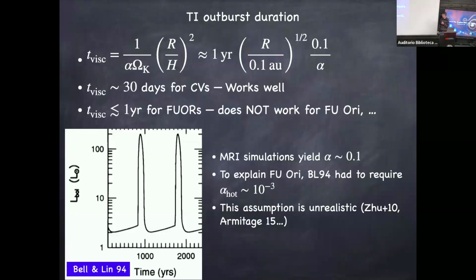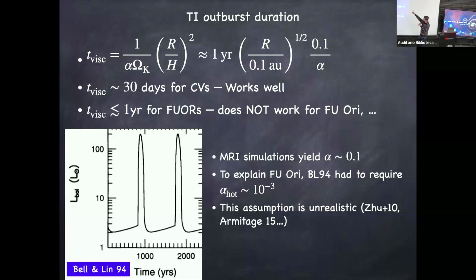So, unsurprisingly, Bell and Lin suggested that this scenario might also apply for FUOR type systems, right? But to produce reasonable models for these systems, we had to require that alpha is about 100 times smaller than what is predicted by numerical simulations of the MRI, which we think gives us the alpha in ionized accretion disks. Okay, and the reason for that is quite simple.